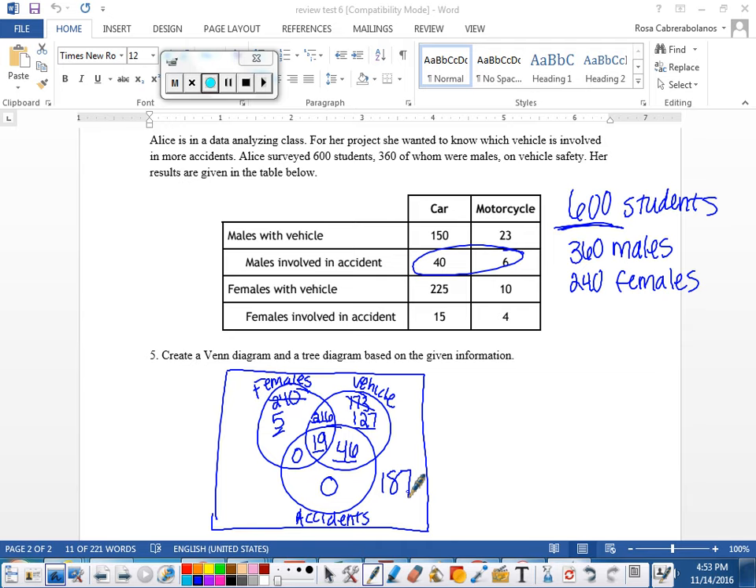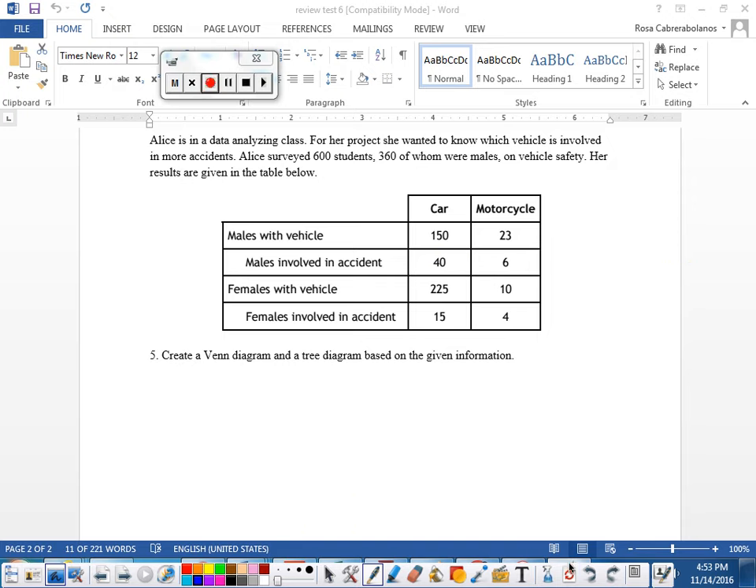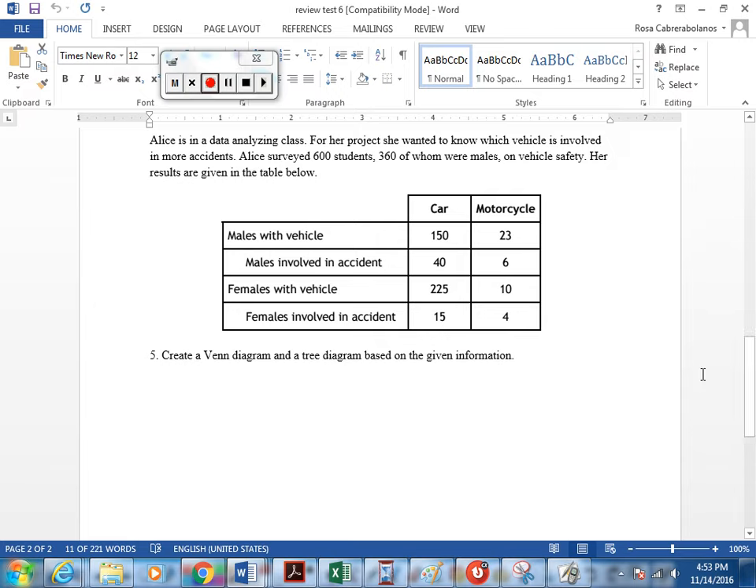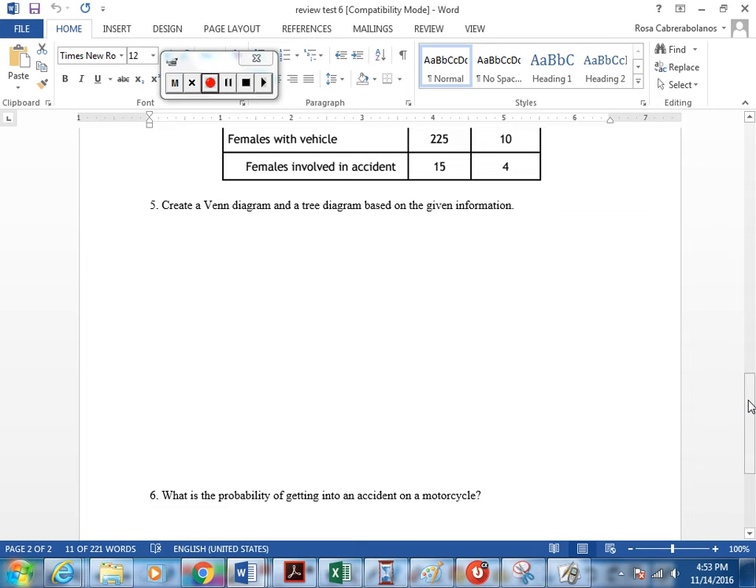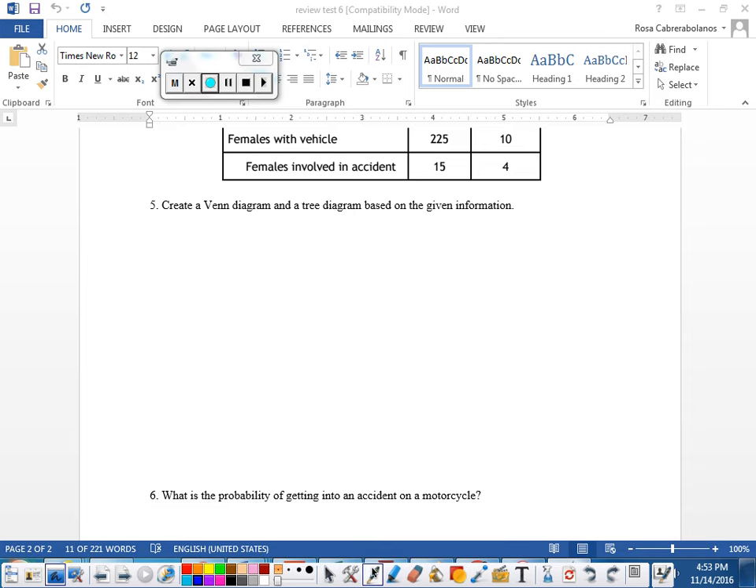Now for the tree diagram. Let me erase this now. For the tree diagram, that one gets a little bit more interesting, a little more sad, just because there's a lot of things that we have to do, but we can get it done. Not too bad. First of all, I'm going to separate these two into males and females. There are 360 males and 240 females.